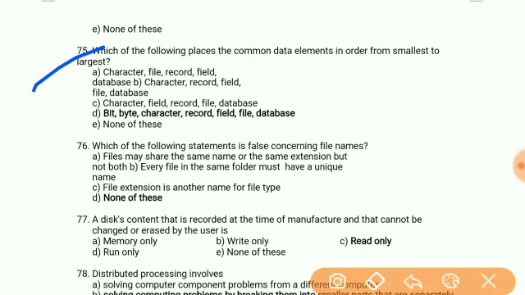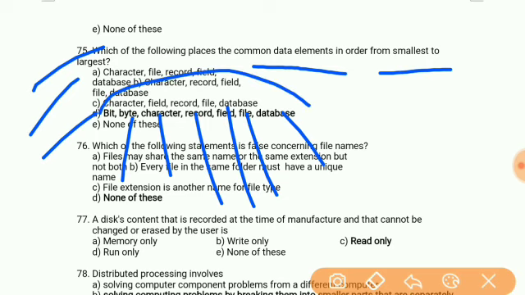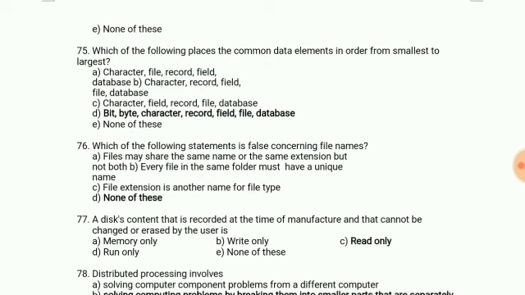Which of the following places the common data elements in order from smallest to largest? That is, the smallest or largest, that is bit, the smallest subset of byte, character, record, field, file, database. So this places the common data elements in order from smallest to largest, ascending order: bit, byte, character, record, field, file and database.